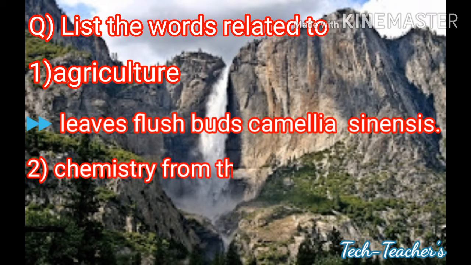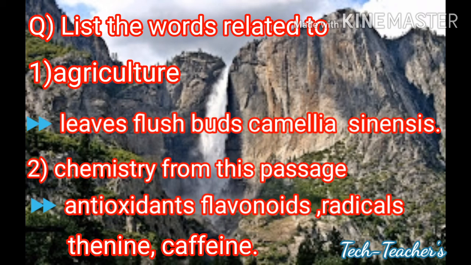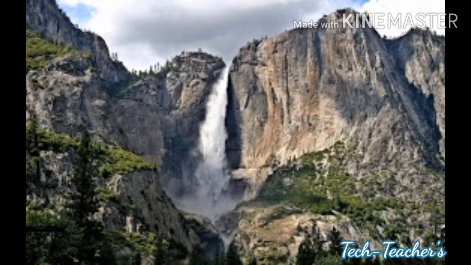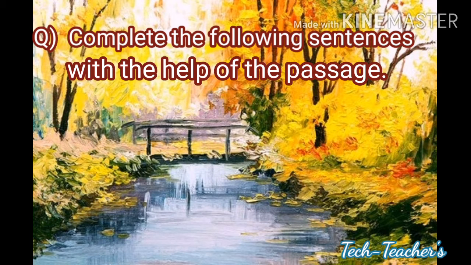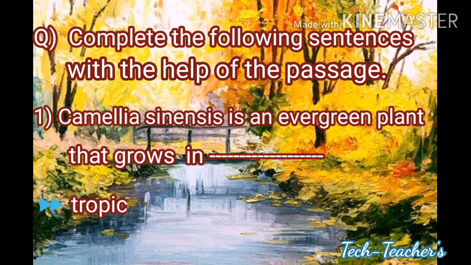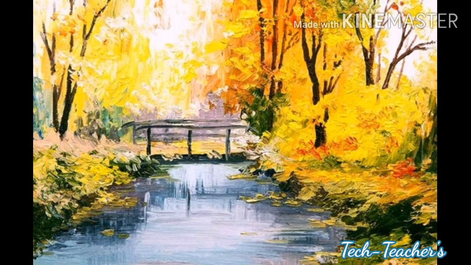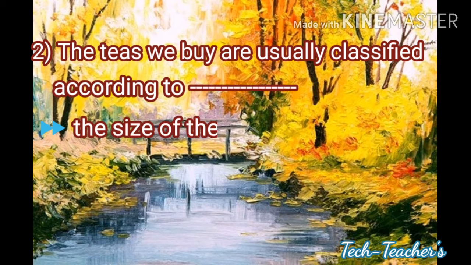B. Chemistry. From this passage, the words you should write related to chemistry are antioxidants, flavonoids, radicals, theanine and caffeine. Let's turn to the next question. Complete the following sentences with the help of the passage. First, Camellia sinensis is an evergreen plant that grows in dash. The answer is tropical and subtropical climates. Second, the teas we buy are usually classified according to dash. The answer is the size of their leaves.